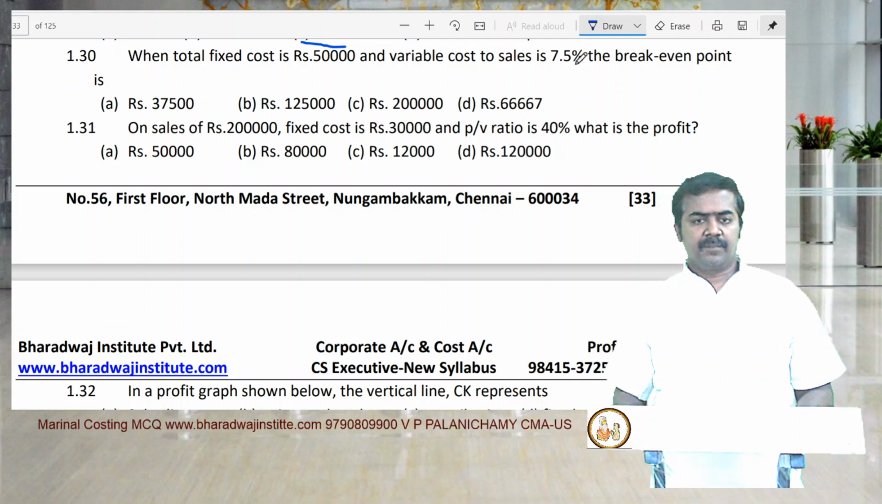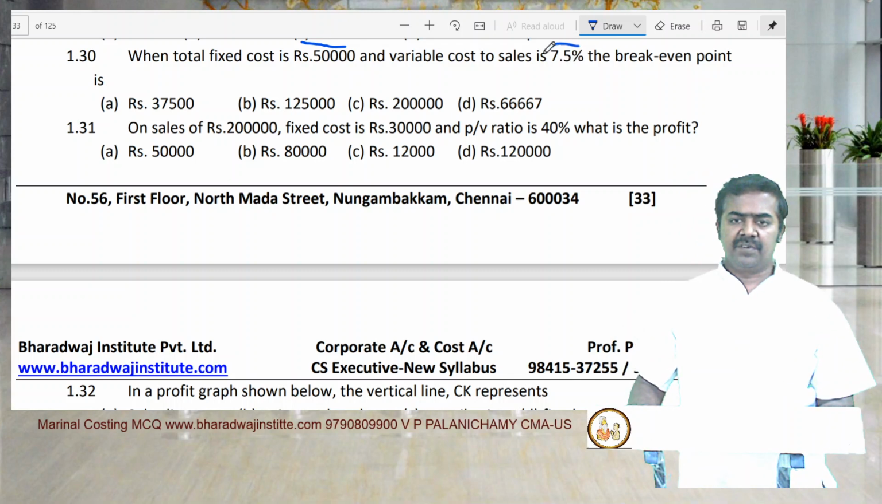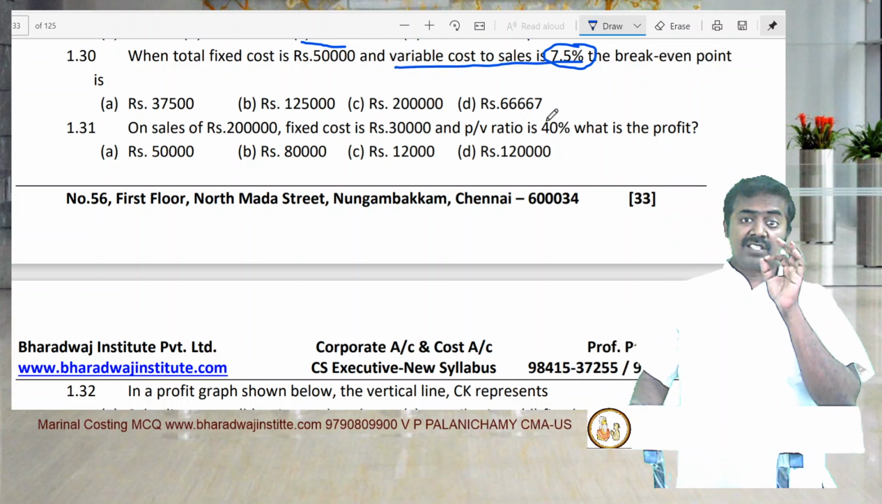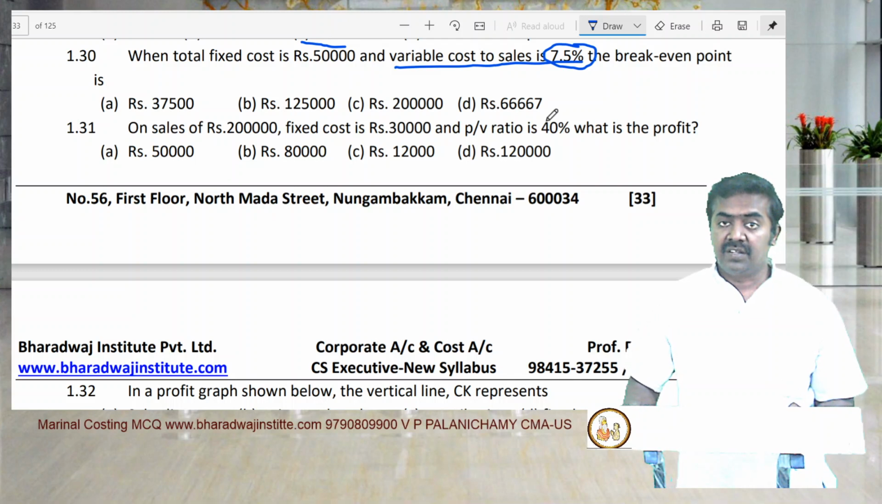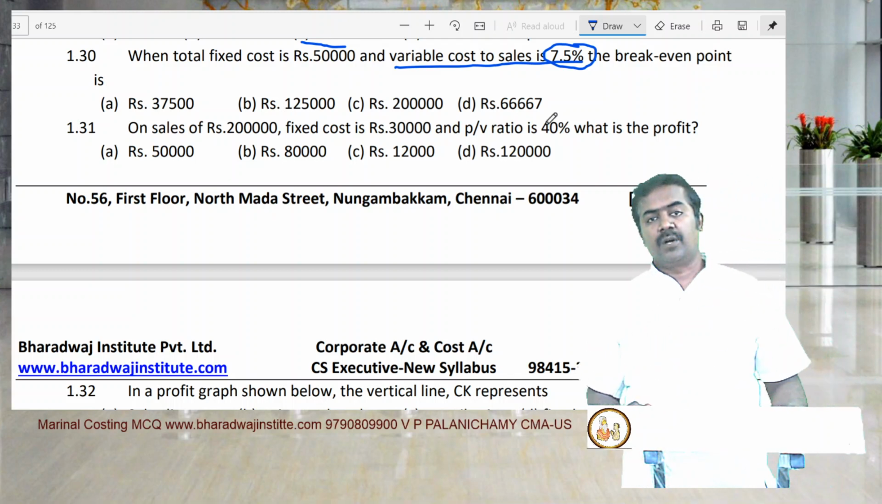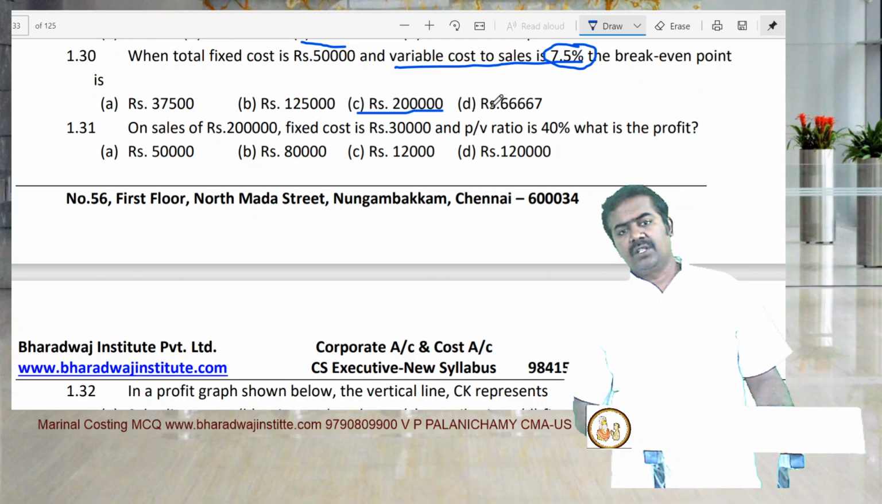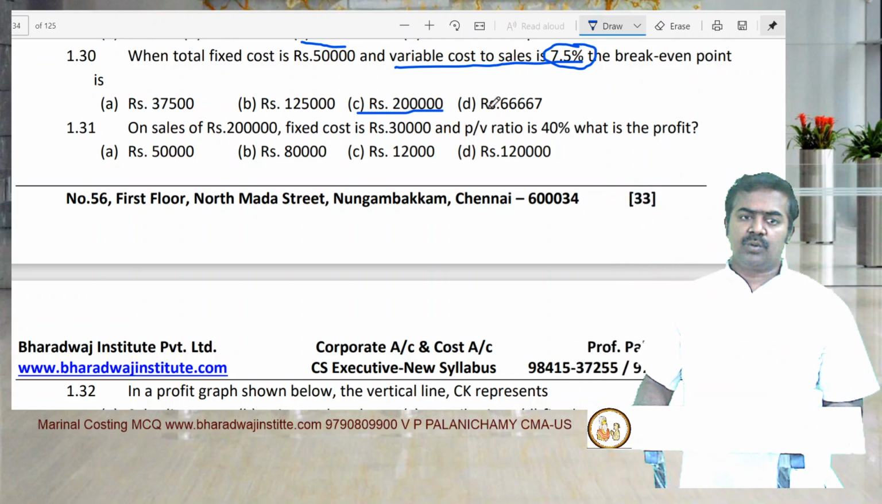When total fixed cost is 50,000, variable cost is 75%. Sorry, there is a mistake here, it is 75%. Break-even point will be 50,000 divided by 25%. Because when variable cost is 75%, there is a typing error. When variable cost is 75%, remaining 25% will be which one? PV ratio, contribution, right? So 50,000 divided by 25% will give us 2 lakhs.